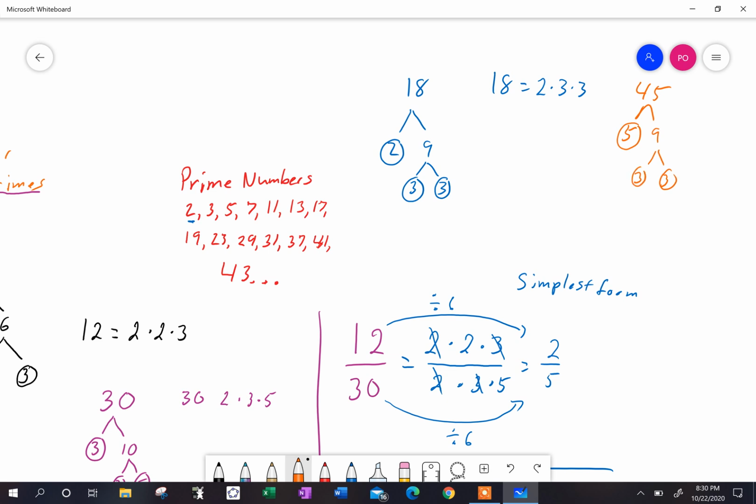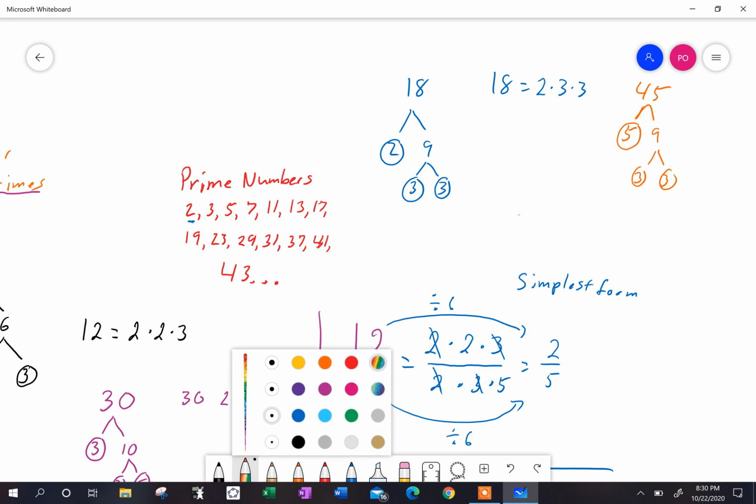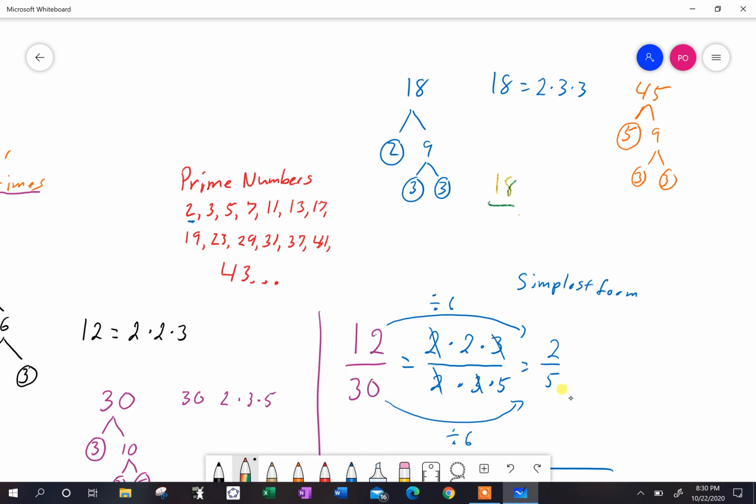So now, if I wanted to find 18 over 45, I'll do that in a different color. Maybe I'll use my rainbow pen. 18 over 45, that is equal to 2 times 3 times 3 over 5 times 3 times 3. Now look, 3 divides with 3, 3 divides with 3, and I'm left with 2 over 5. Oh, that's funny. That was the same answer I had down there.